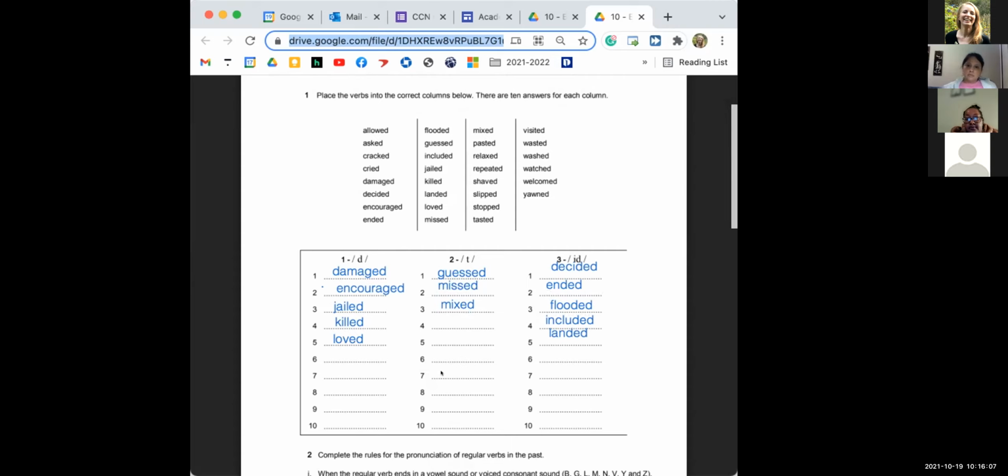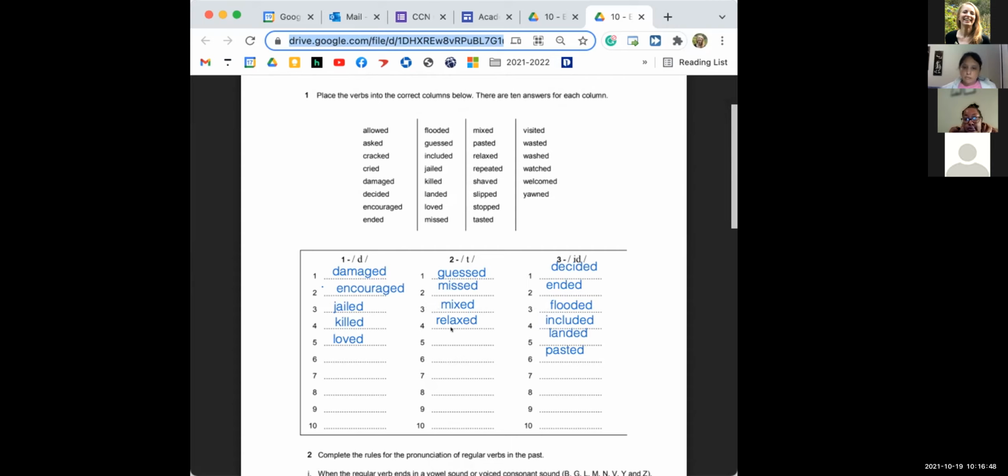Pasted. Column 3. Pasted. Relaxed. First one? Relaxed. No, second column. Relaxed. Is it second column? Okay. That X is a voiceless sound. If you hold your fingers to your neck, you don't feel anything.